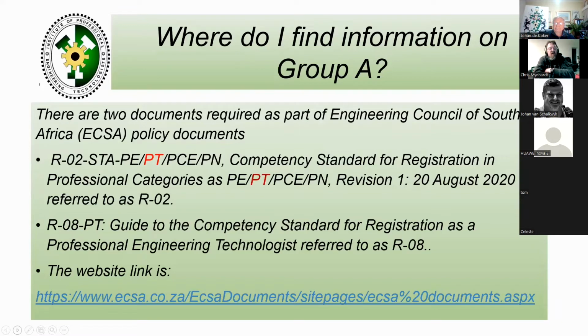Okay, there are two documents where you can find this, and that is the R02 STA PE, PT, PCE, PN. Now, PE is for professional engineer, PT is professional technologist, PCE is for professional certificated engineer, and PN is for professional technician. So today we're going to concentrate on professional technologist. Now you also have the R08 PT, which they brought back up on the ECSA website, and that's your guide for competency standard for registration as a professional engineering technologist, referred to as R08.